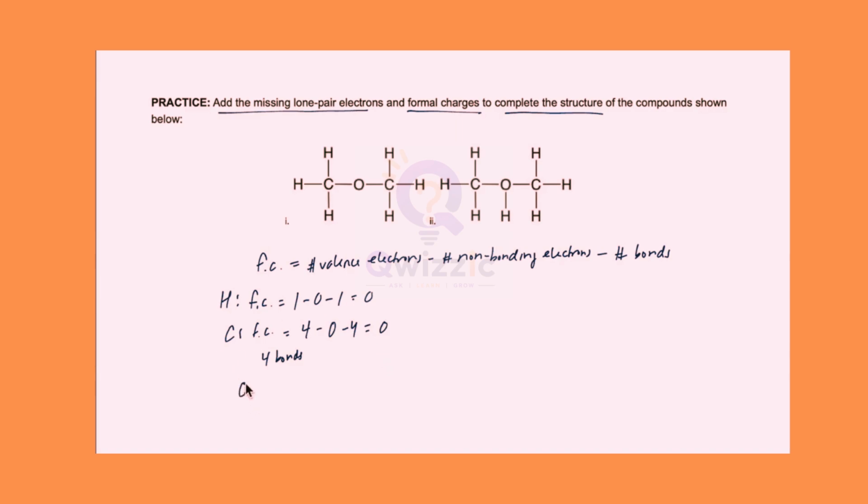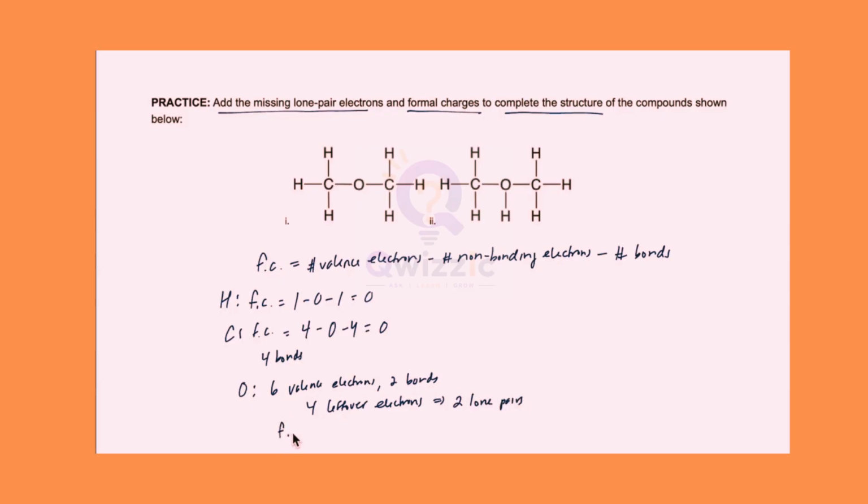So now we get to the oxygen. Our oxygen we know has 6 valence electrons. And in this case it only has 2 bonds. So we have 4 leftover electrons. And that means that our oxygen has 2 lone pairs.